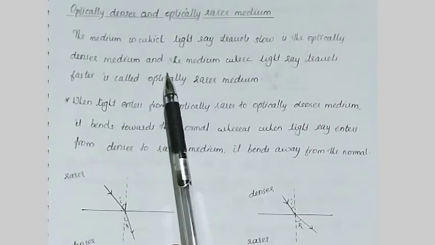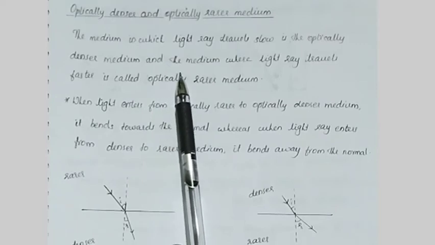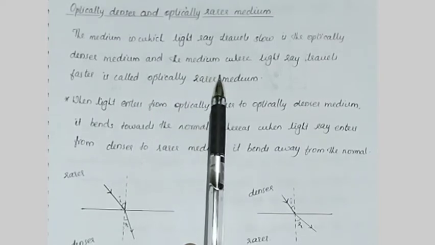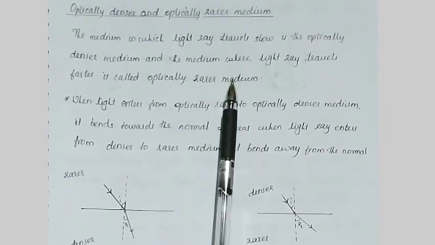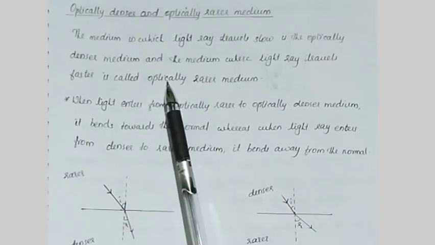We have to keep in mind that this density that we are defining here has nothing to do with the density related to mass. The mass density that we define by the ratio of mass by volume has nothing to do with the density that is optically defined here.